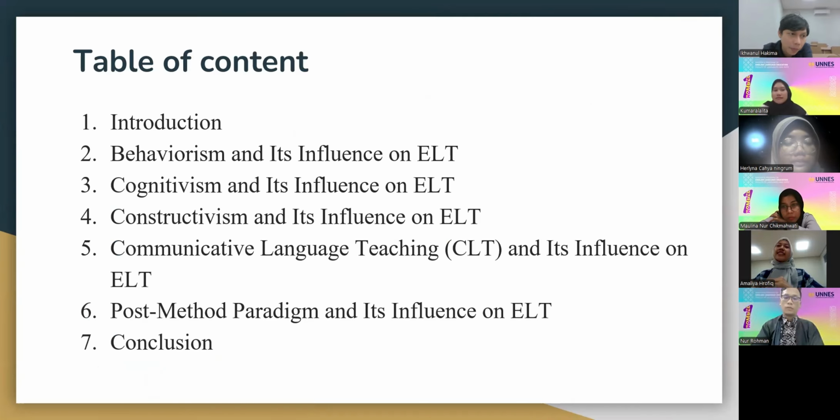Okay, in this presentation, we would like to give an introduction and talk about behaviorism and its influence. The second is connectivism theory, then going to constructivism, and continuing to communicative language teaching or CLT.